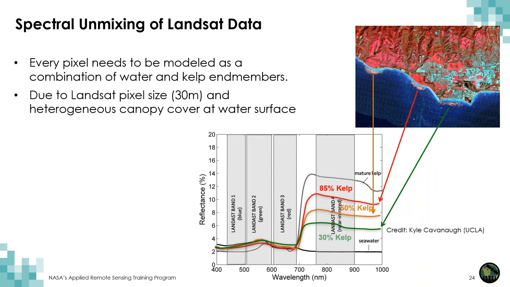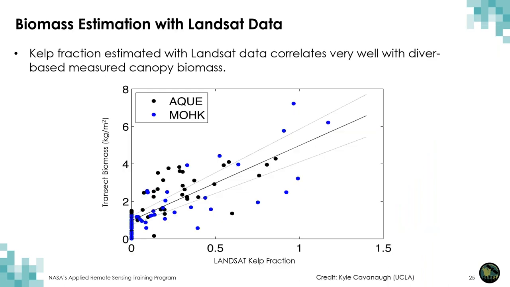But nonetheless, thanks to this type of studies, a linear relationship can be established between kelp canopy cover and the reflectance in the visible and the near infrared regions of the electromagnetic spectrum. And similar to what we saw before with SPOT, kelp fraction can also be estimated with Landsat, and correlated with diver collected transect data, particularly biomass, at least to some extent. We see that there's still some variability here, and as I mentioned, there are different factors, particularly the moderate spatial resolution of the Landsat pixels.